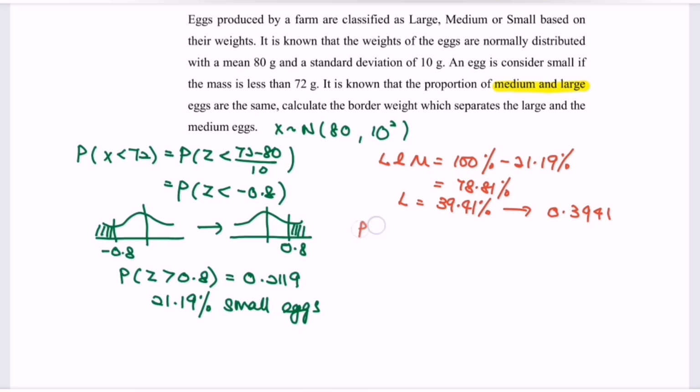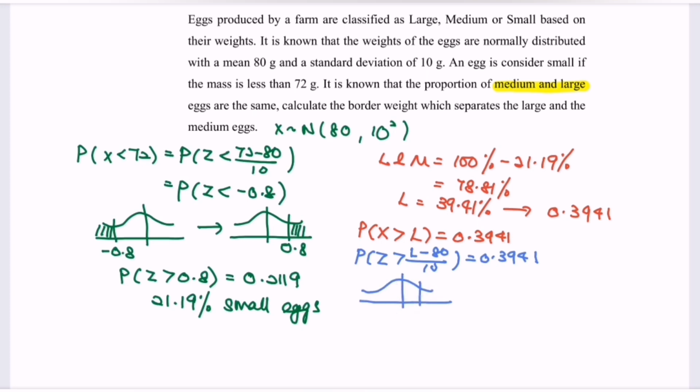So consider the probability that x is larger than the weight given, then we consider it as the large eggs, which is 0.3941. First, what we have to do is standardize. So the probability that Z is greater than (L minus 80) over 10 equals 0.3941. If you refer to the diagram, Z will be located on the right hand side, so the formula will be the same. If you refer to the statistical table, we notice that for the probability of 0.3941, Z equals 0.27.